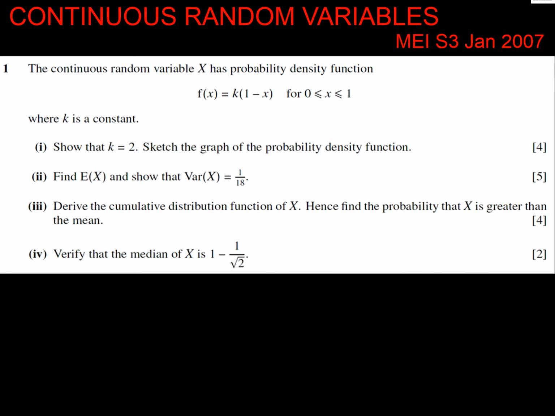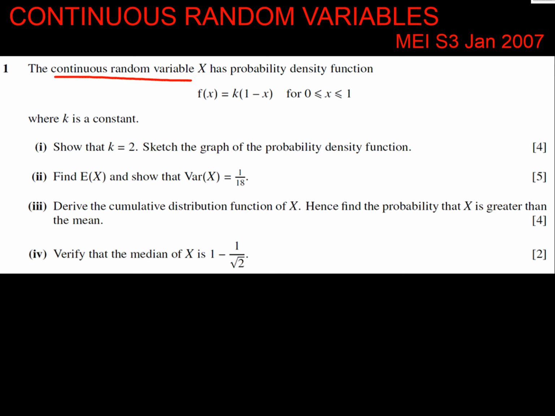Hello, here's a quick demonstration of a continuous random variable question in the MEI S3 syllabus, and I'm going to use the January 2007 question 1 as an example. This is a classic setup. As ever, the first thing we do is read the question.